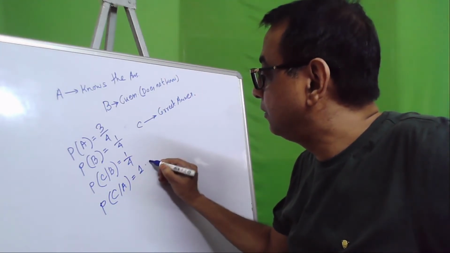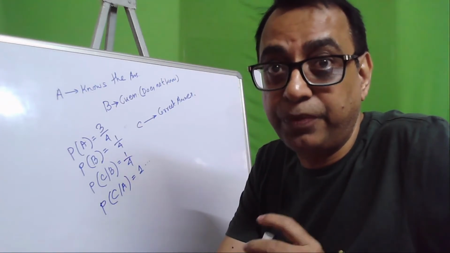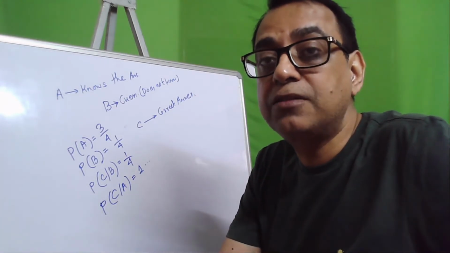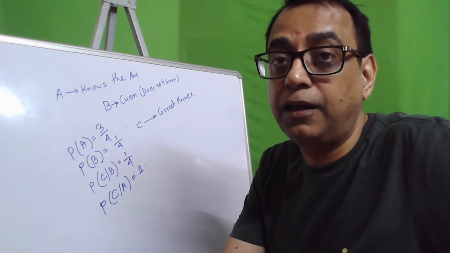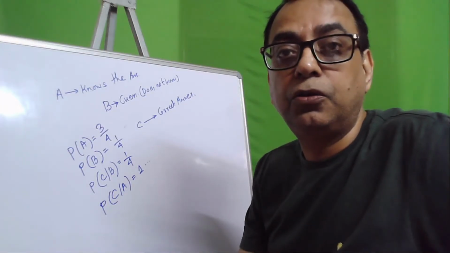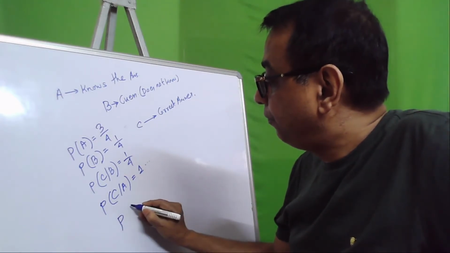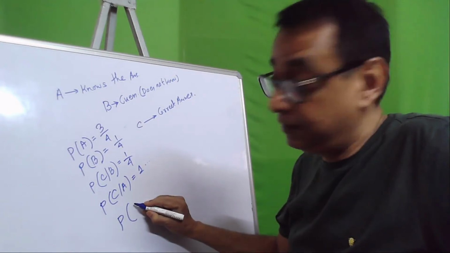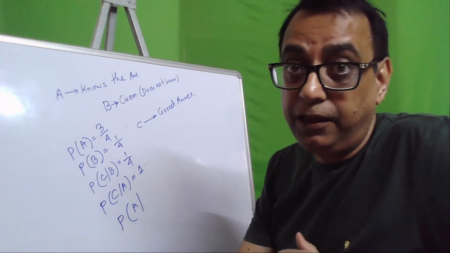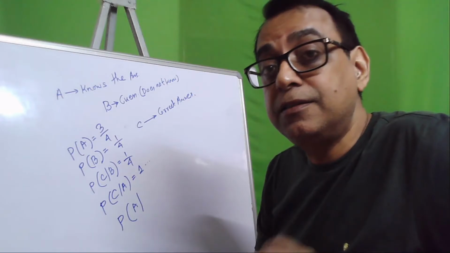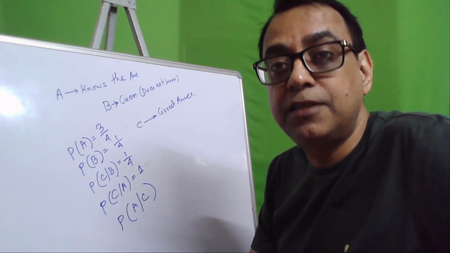This is the interesting part because it is not very clearly given in the problem, but we have to guess that, because if he knows the answer he will be giving the correct answer, right? So the question being asked is, what is the probability that the student knows the answer, that is probability A, given that he has answered it correctly. So it is probability A given C.